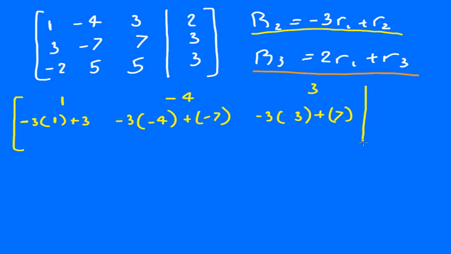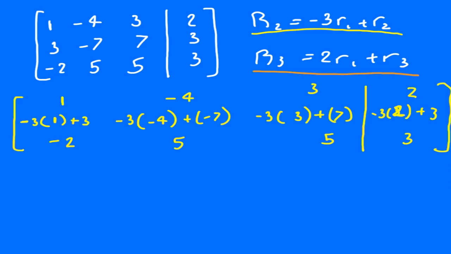And then there's -3 times 2, I'm sorry, times 2 plus 3. And our 2 here, and our 3 here, our 5, and -2. So that's what we have to do.